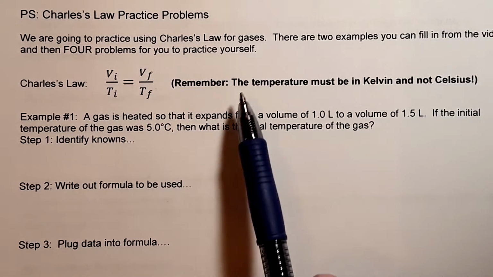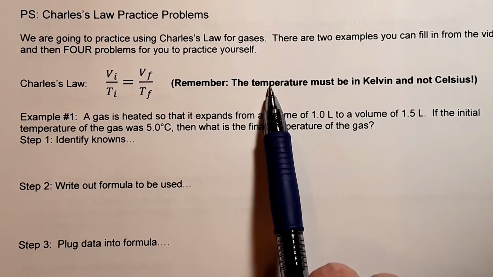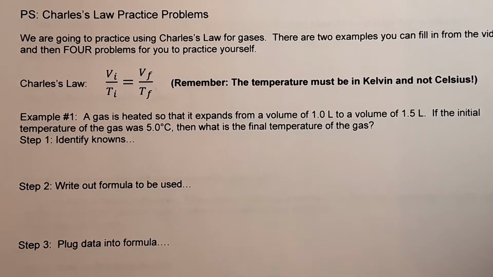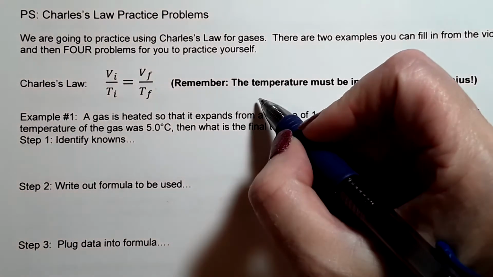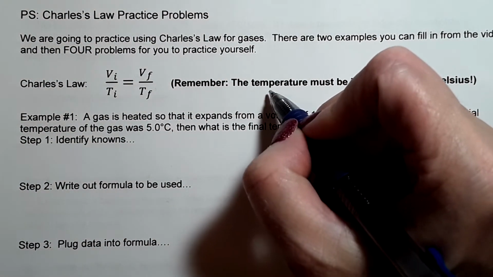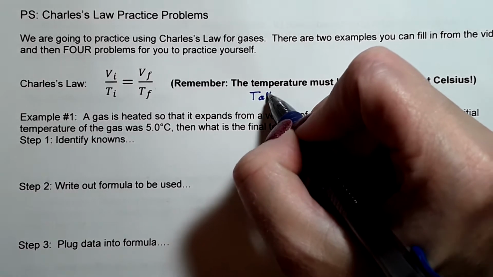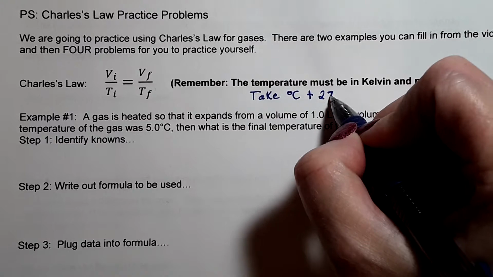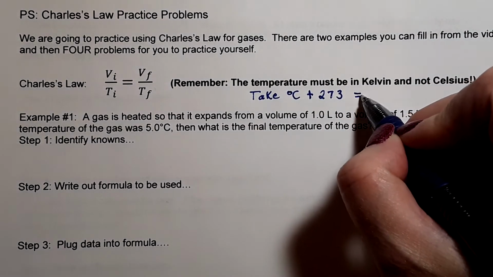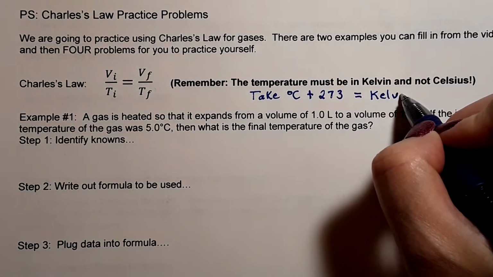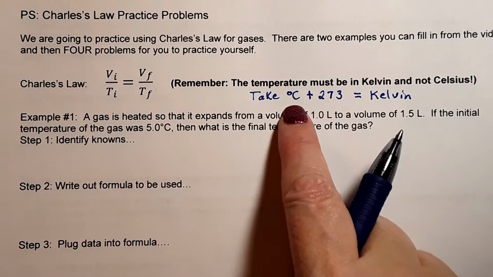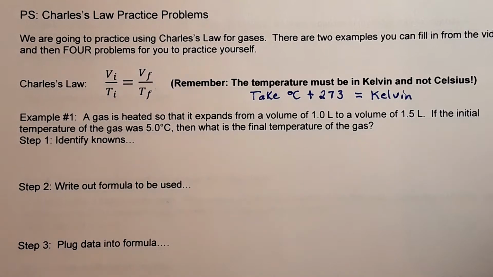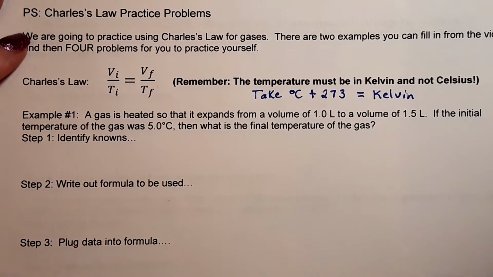Now, one thing we do need to remember is that the temperature, when you're using Charles' law, must be in Kelvin, not Celsius. How do we do that? Well, if you know the Celsius, you take the Celsius degrees and add 273, and that will give you Kelvin. All right, so let's take a look at these examples.